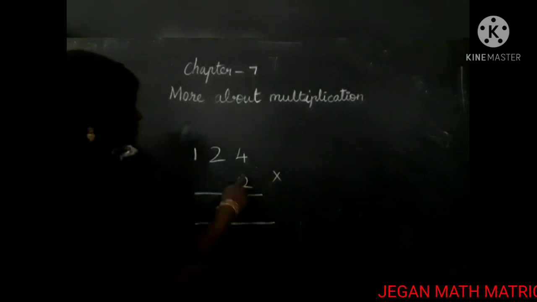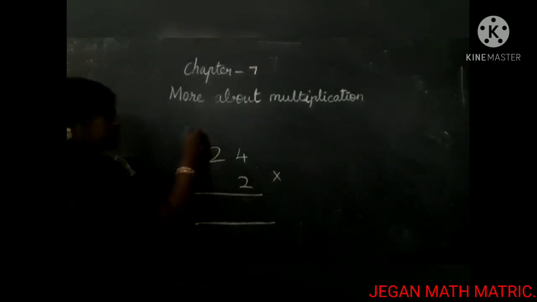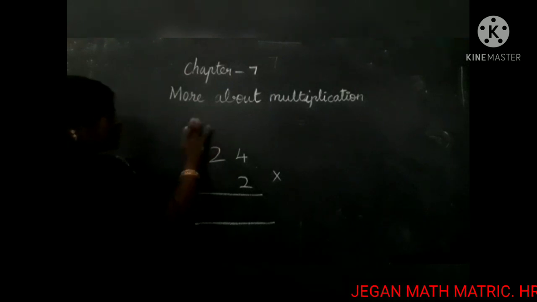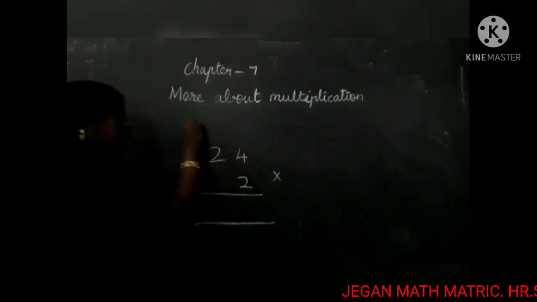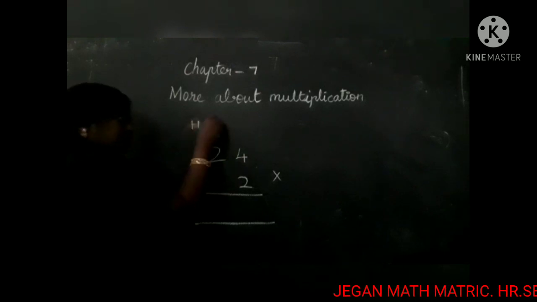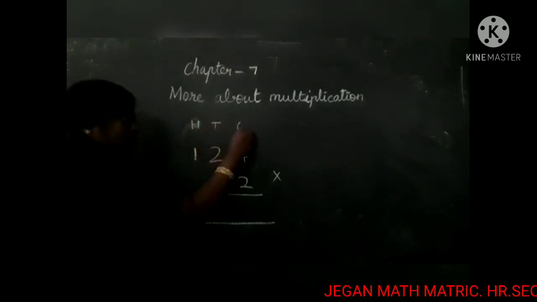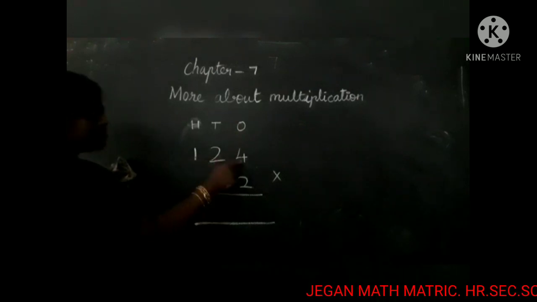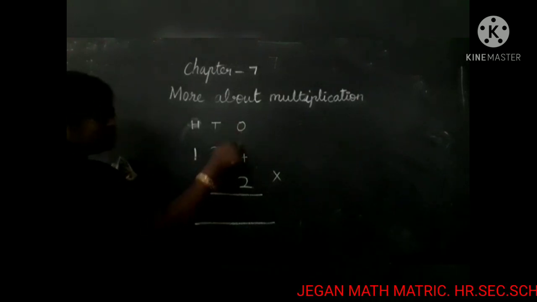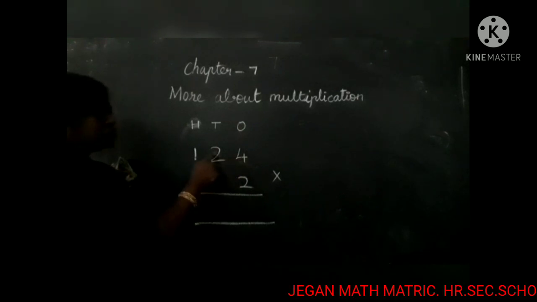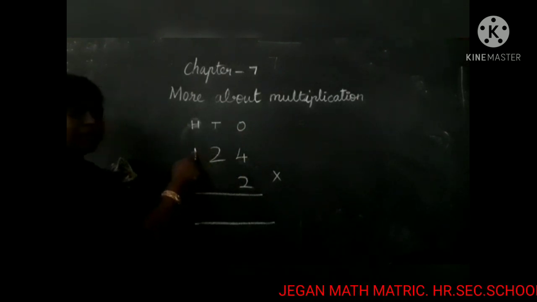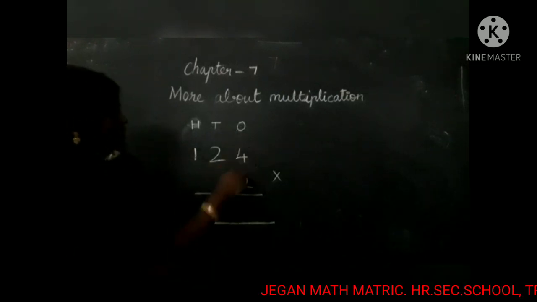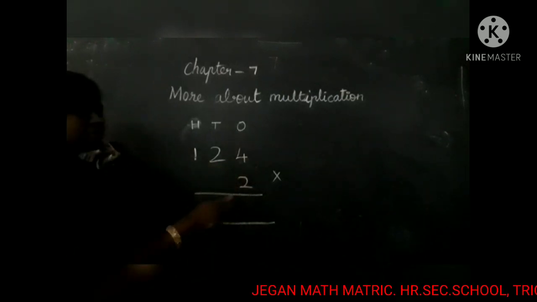So, listen here. First step, change it into hundreds, tens and ones. Three digits are present now. This is the ones value, 4 is in the ones place, 2 is in the tens place, 1 is in the hundreds place. Now listen, what is the next step?